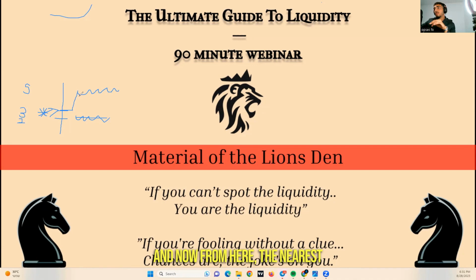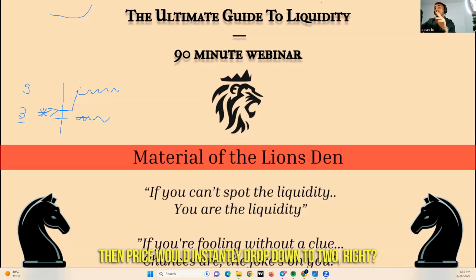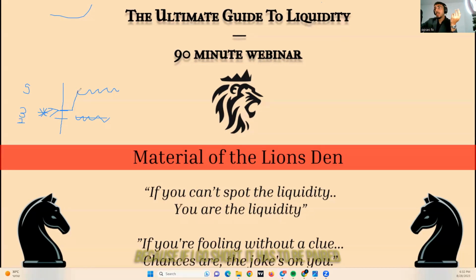And now from here, the nearest long limit is down at 2. So now if I were to enter one short position, then price would instantly drop down to 2, right? Because if I go short, it has to be paired with a long, and the nearest long is down here. So price would have to drop over here, and there's going to be a spread of 3, right? Between 5 and 2, there's a $3 spread. This is how price moves in these markets.